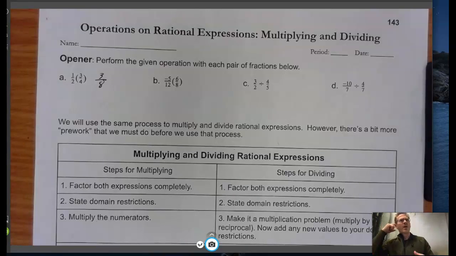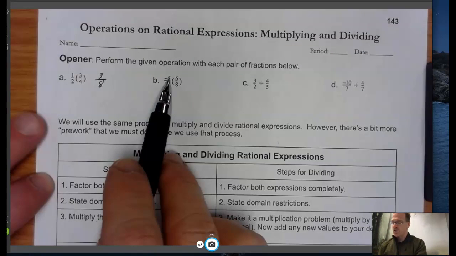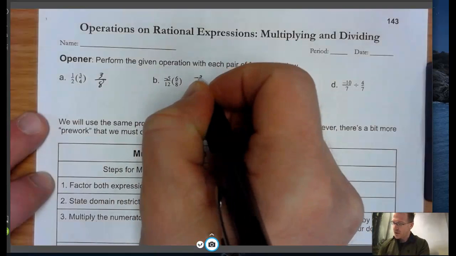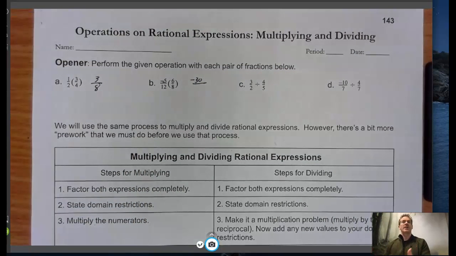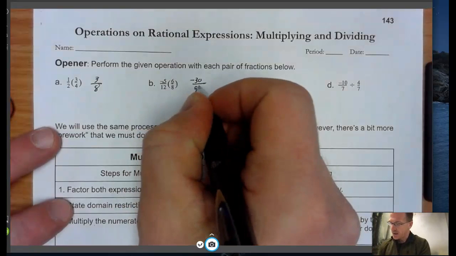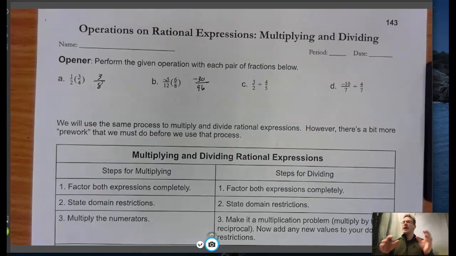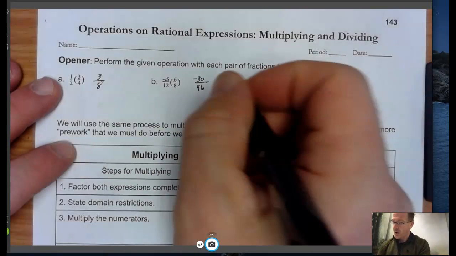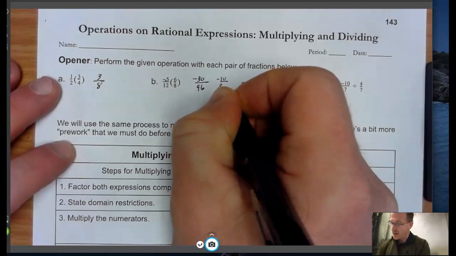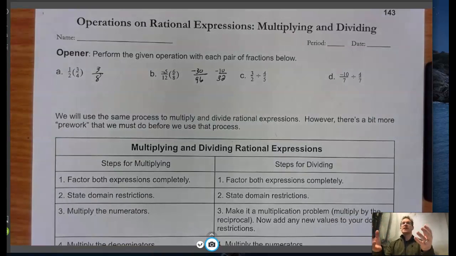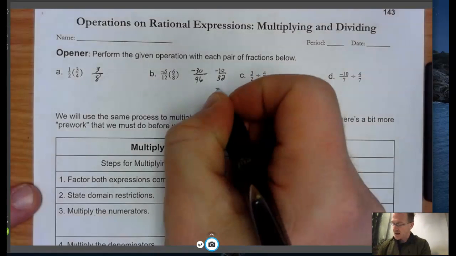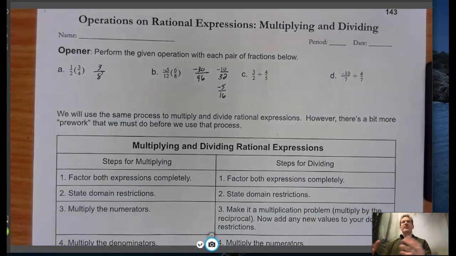Now, when we look at B, same thing. We can do negative 5 times 6, which would be negative 30. And then I can do 12 times 8, which would be 96. And now we can reduce. We can look at numbers that go into 30 and 96. So I can see that 3 goes into the numerator and the denominator, so I could divide both by 3. So that would be negative 10 over 32. And I can reduce again, because now they're both even numbers. I can divide both the numerator and the denominator by 2, and I would get to negative 5 over 16. And that would be my final answer.